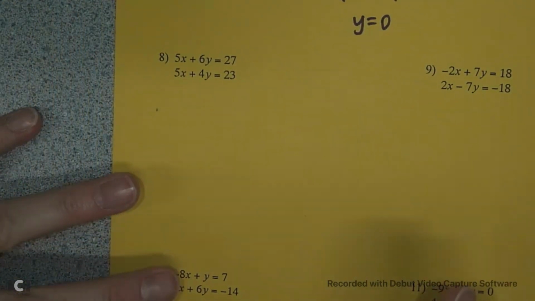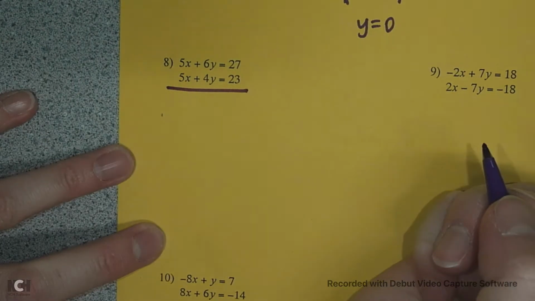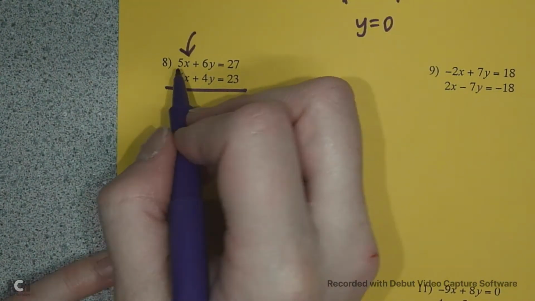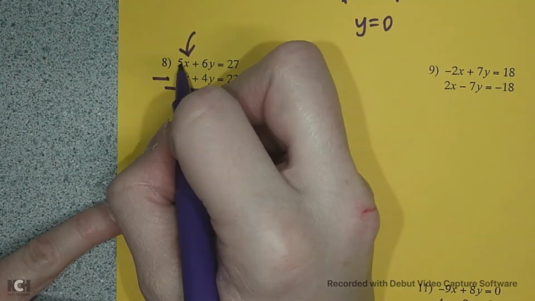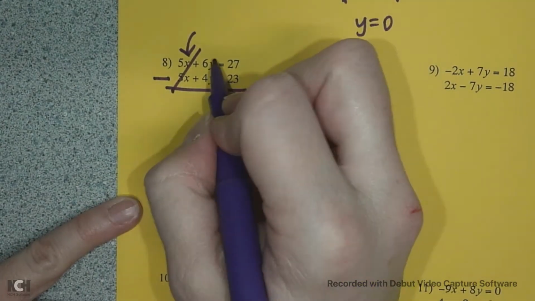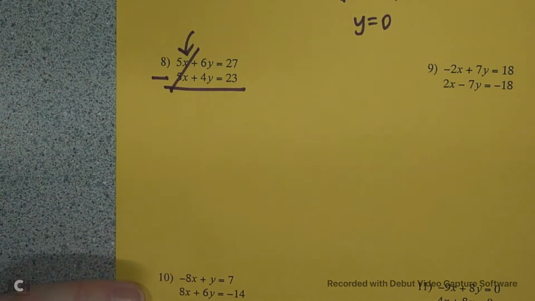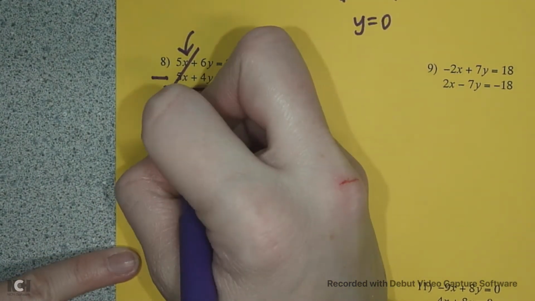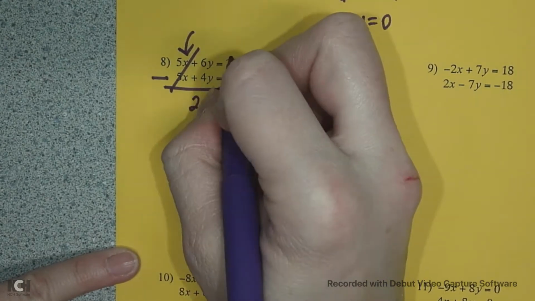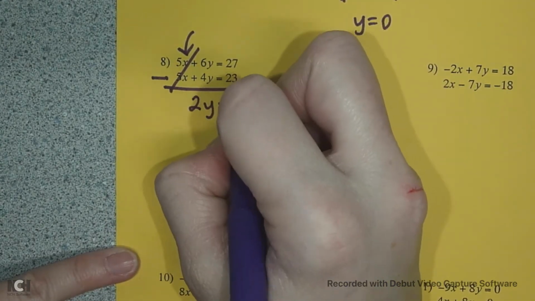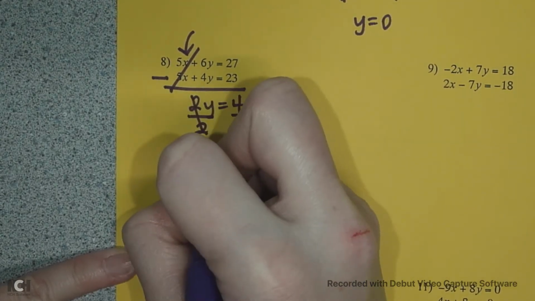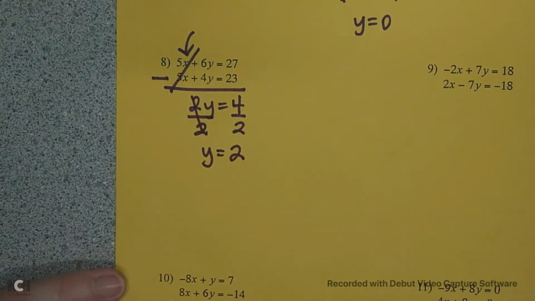Okay, number 8, same idea. We're looking for the same number and the same letter, so that would be our x's. They have the same sign, so we're going to subtract. 5 minus 5 is eliminated. Notice I did not care about the other stuff when I figured out subtraction. 6 minus 4 is 2, and 27 minus 23 is 4. Get our variable by itself, so we're going to divide each side by 2, and y is 2.